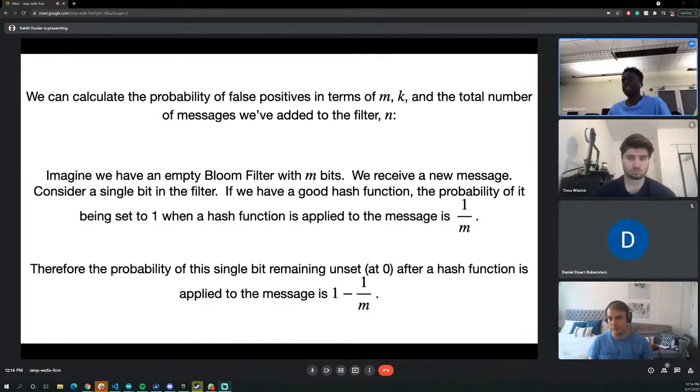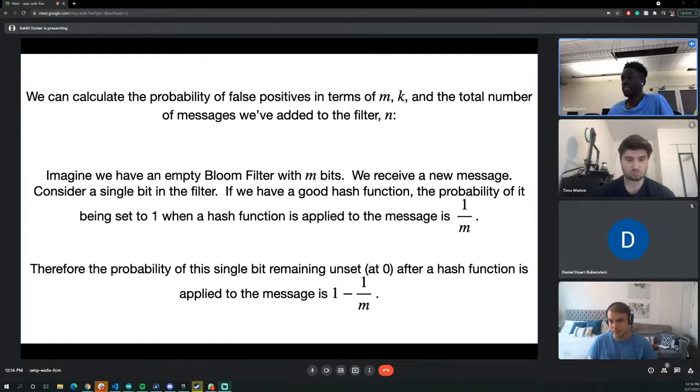So just to start, imagine we have an empty Bloom filter of size m. So empty Bloom filter, m bits. We get a new message. And now just consider any single arbitrary random bit in the filter. Now, again, if we have our nice, good independent hash functions, the hash of the message should be nicely and evenly spread out between all m of those values. So every individual bit should have an even 1 over m probability of being set to 1. So if we have a size 100 Bloom filter, every bit has a 1 in 100 chance of being set to 1 by a single application of a hash function to a single message.